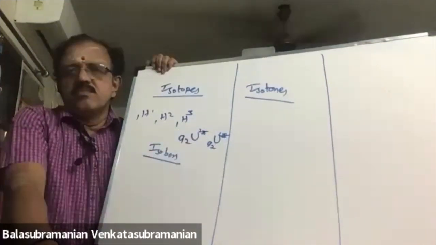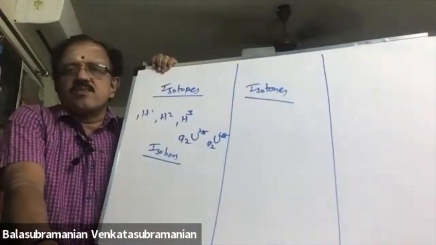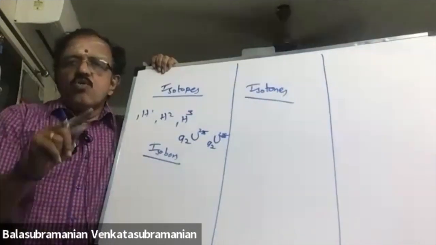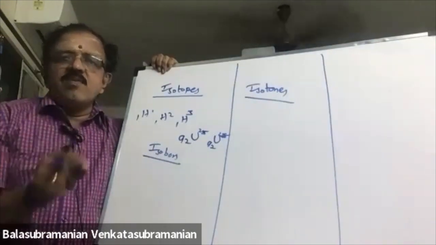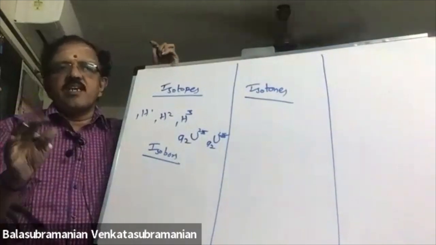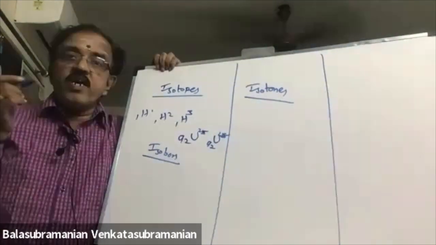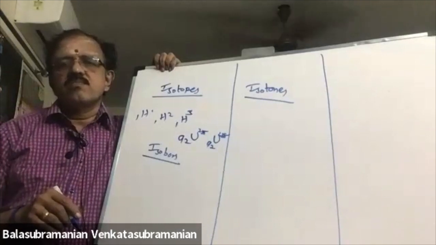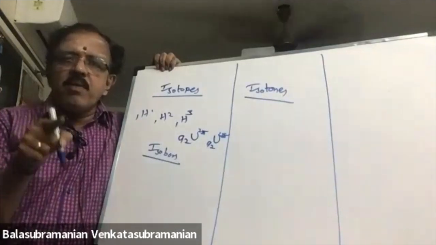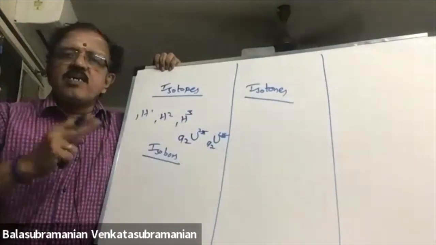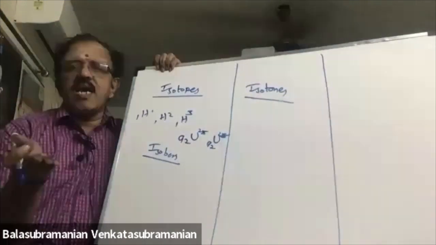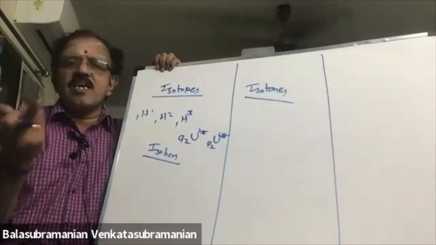Isobars, two different elements, underline the word. This word should be there, otherwise the definition is wrong. Two different elements having same mass number but different atomic number. When you say atomic number is different, it cannot be same element.